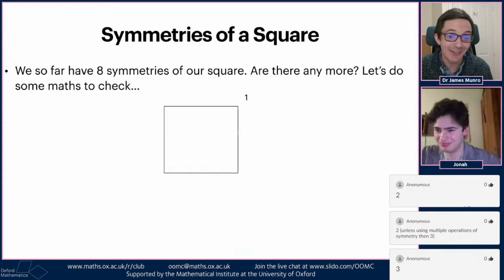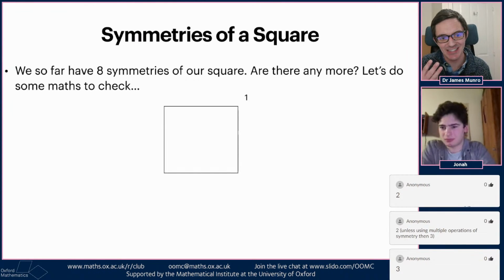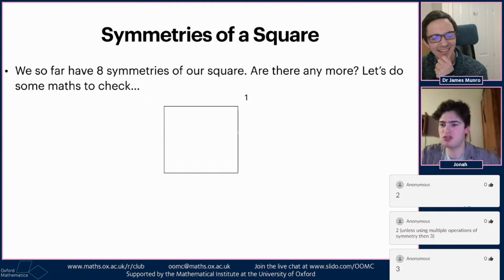There's this style of A-level question where you might talk about permutations. There's 4 choices for the first thing and then 3 choices for the second. But for symmetries of a square, what's the answer? Well, we could think about this in a nice geometrical way.